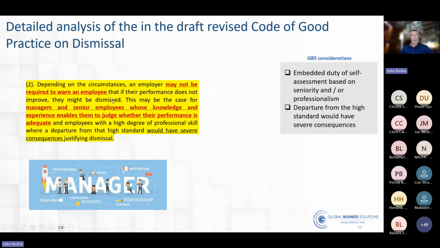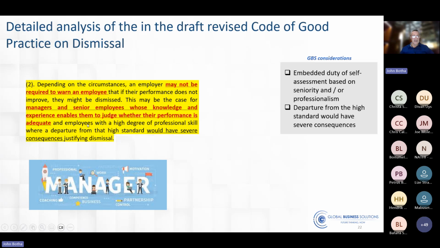Now, this is quite interesting when it comes to incapacity and poor performance. Look at what they say about senior people. They're saying when it comes to matters related to performance, the employer may not be required to warn an employee if their performance does not improve. They might be dismissed. This may be the case for managers and senior employees whose knowledge and experience allows them to judge whether their performance is adequate. This is very, very important, and you should work this into your policies and procedures.